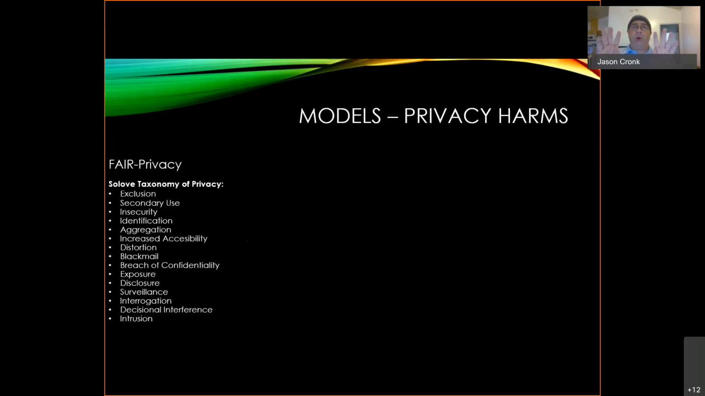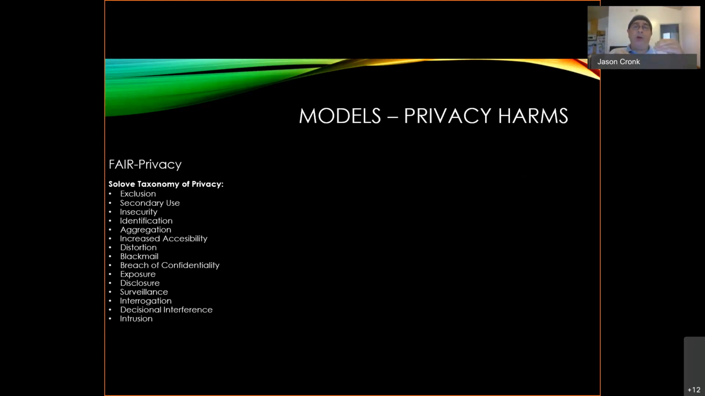Now, I'm going to go through four different models of privacy harms, privacy risks. These are the privacy harms that four different models of privacy risk use. Sorry for that little flub there. The first one I want to present is FAIR privacy. That is one that I promote in my book, and that I'm currently working on a paper with another co-author to submit to a conference.